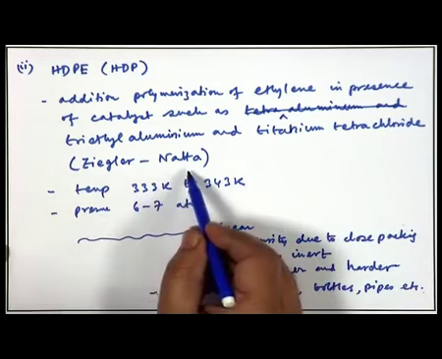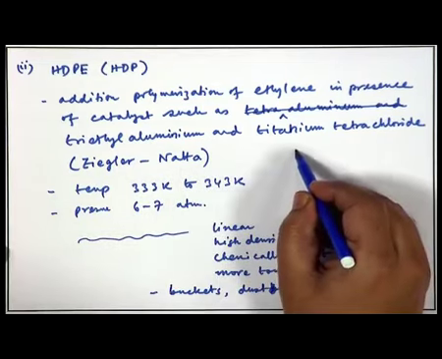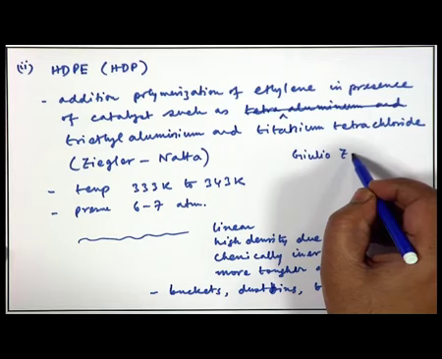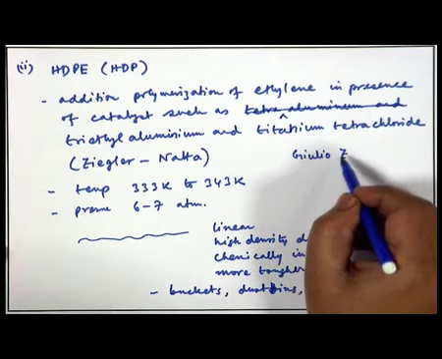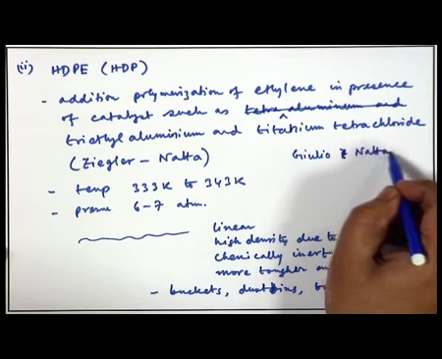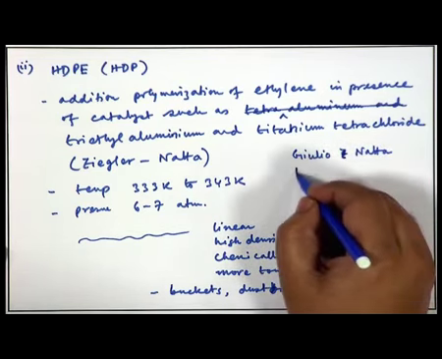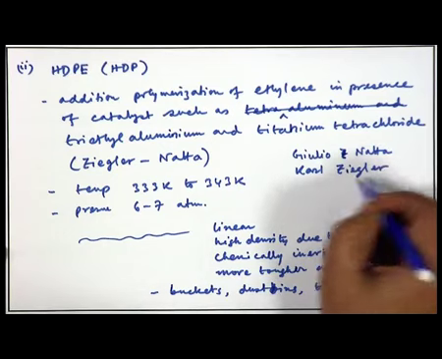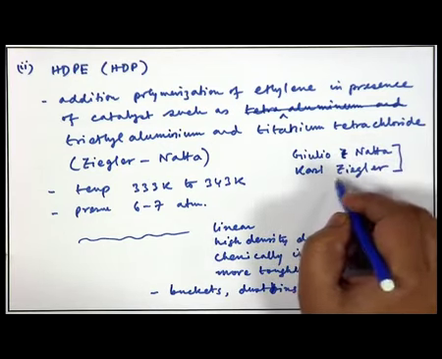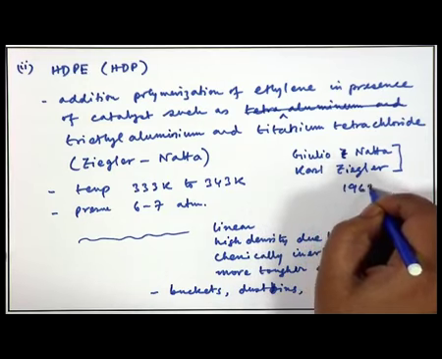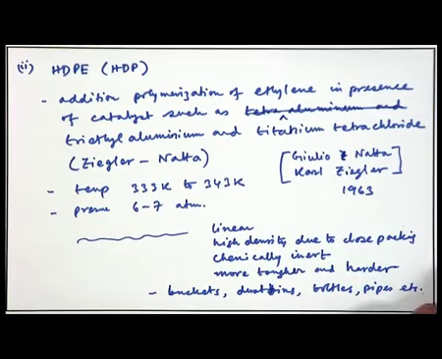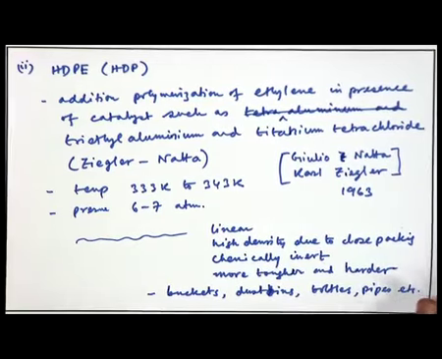And these two scientists, Ziegler, this is Carl Ziegler, a German scientist, and this is Natta, an Italian scientist. They got the Nobel Prize in chemistry in 1963 because of the discovery of this Ziegler-Natta catalyst, which enabled synthesis of high molecular weight linear high density polyethylene.